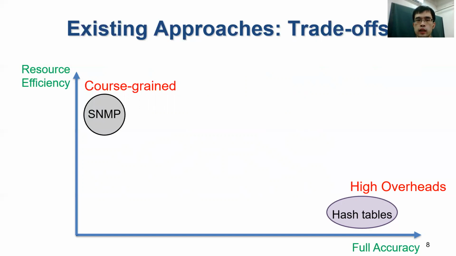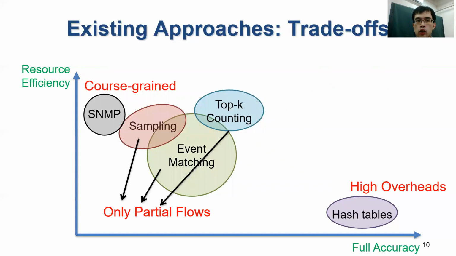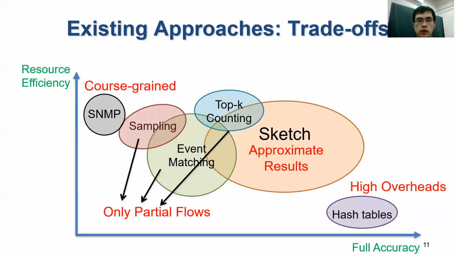Between the two extremes, there are many approximate approaches that trade off accuracy to reduce resource overheads at different levels. For example, sampling, event matching, and top-k counting reduce overheads by only considering a subset of flows. However, their results are not complete because a large number of flows are missing. Another class is sketch. Sketch techniques allow multiple flows to share counters to reduce memory overheads. However, its accuracy remains approximate due to the flow conflicts. Different from these approaches, our goal is to achieve both resource efficiency and full accuracy at the same time.